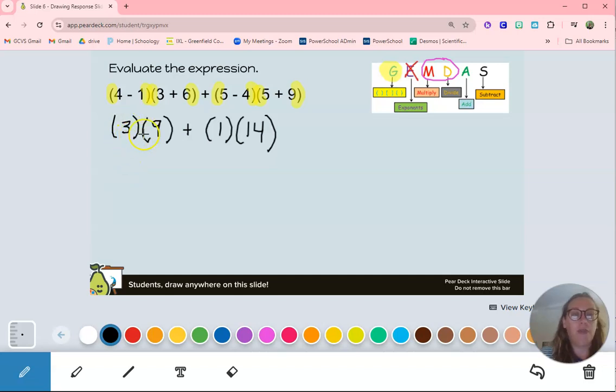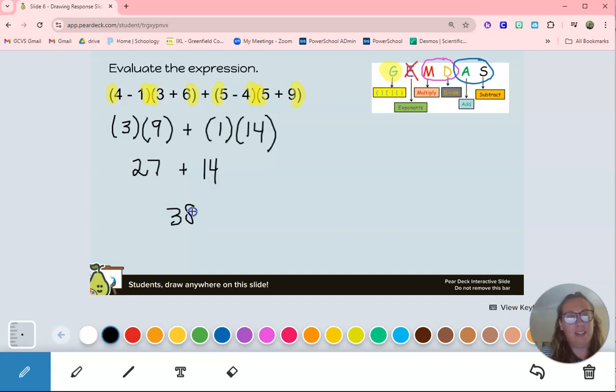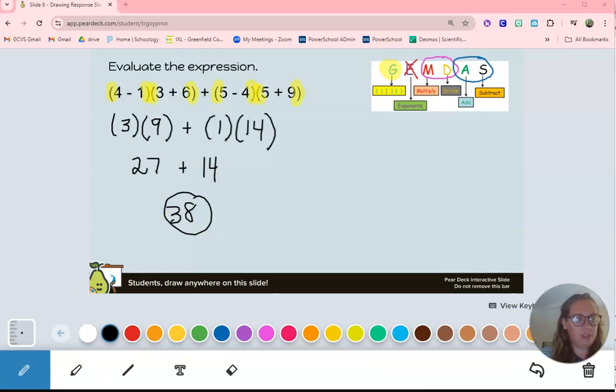So first we have 3 times 9, which gets us 27, plus 1 times 14, which is 14. That gets rid of all of our multiplication. There's no division. So our final step is focusing on addition and subtraction, going left to right. And here we have 27 plus 14, which gets us an answer of 38. Woo! And let's take a look at our next slide.